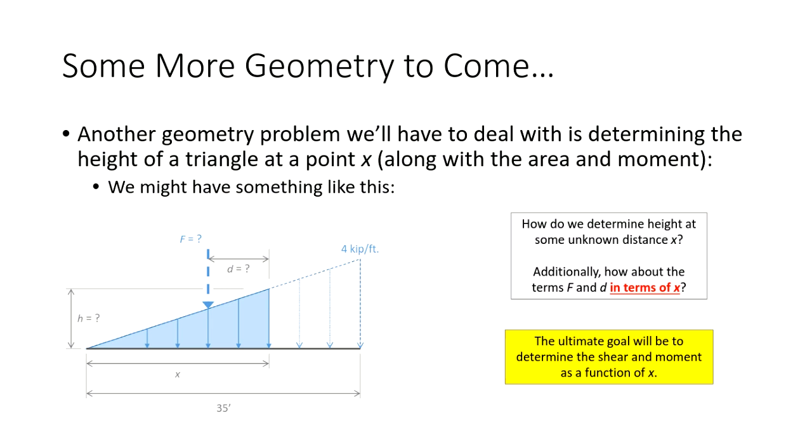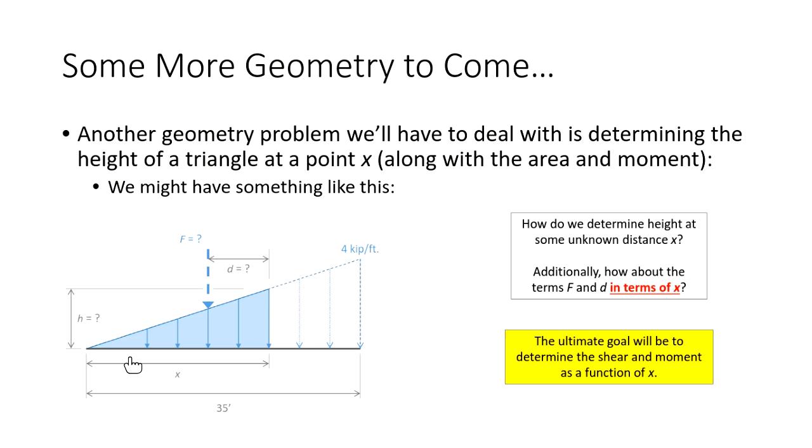So we have a triangular load, and we're going to be cutting a section with our samurai sword or lightsaber. I just made these numbers up. Let's say that we have a beam that's 35 foot long, and it's subjected to a triangular load that goes up to 4 kips per foot. So the height of the triangular load is 4 kips per foot, and the beam's 35 foot long. Well, I'm going to be cutting a section at some arbitrary distance x, right?